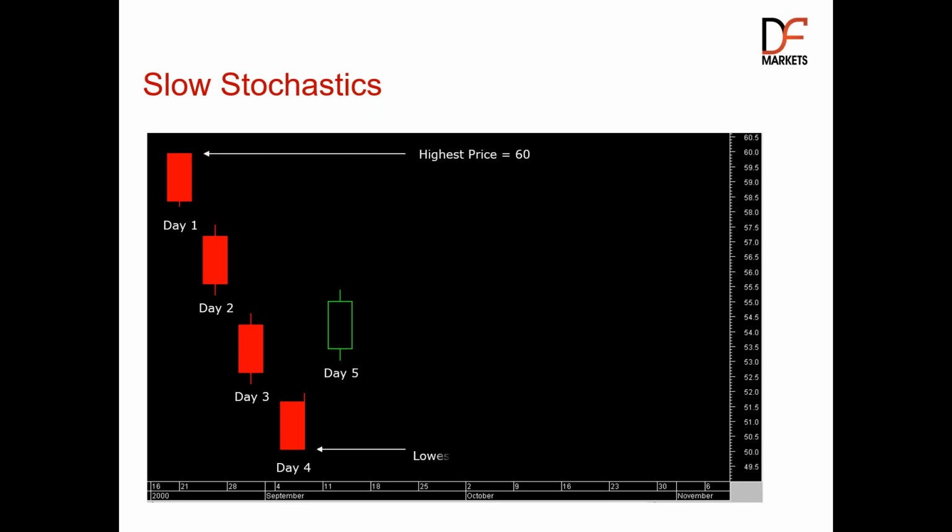I'm just going to do a very simple example to show you the calculation of a 5-day stochastic. We've got 5 days worth of price action here. This is the first day here. It's red, and 60 was the high of the 5 days on this chart. On day 4 we sell off down to 50, and on day 5 we open higher and we close at 55.